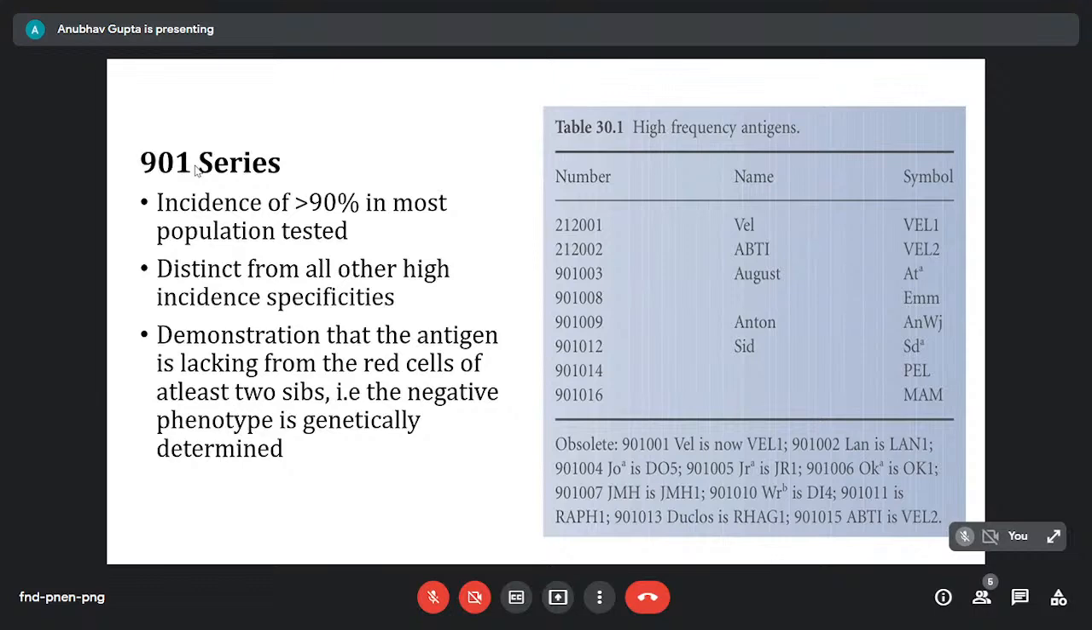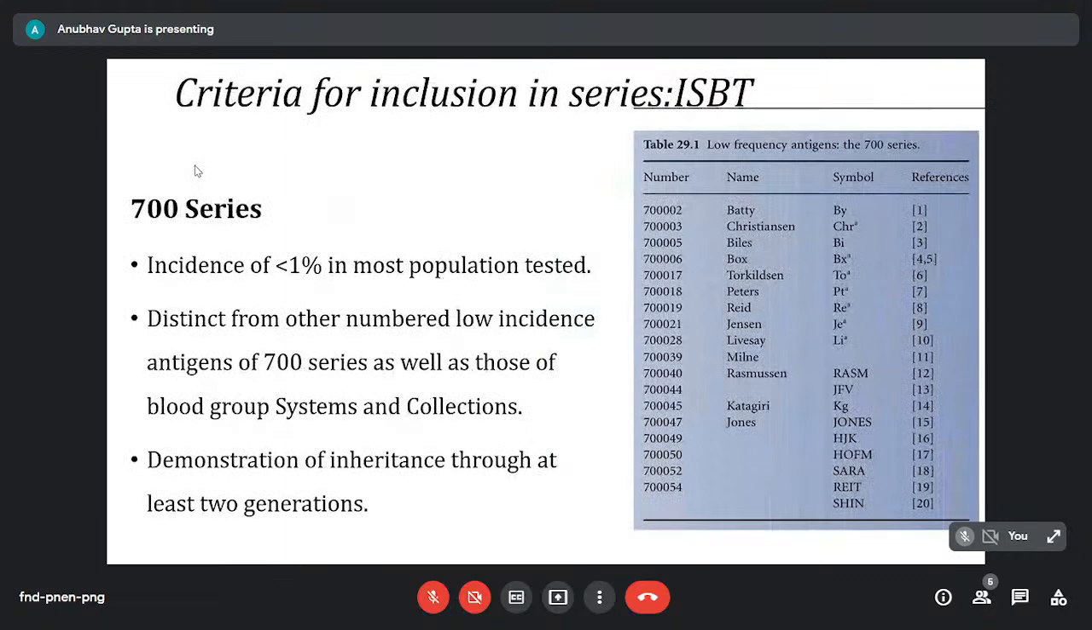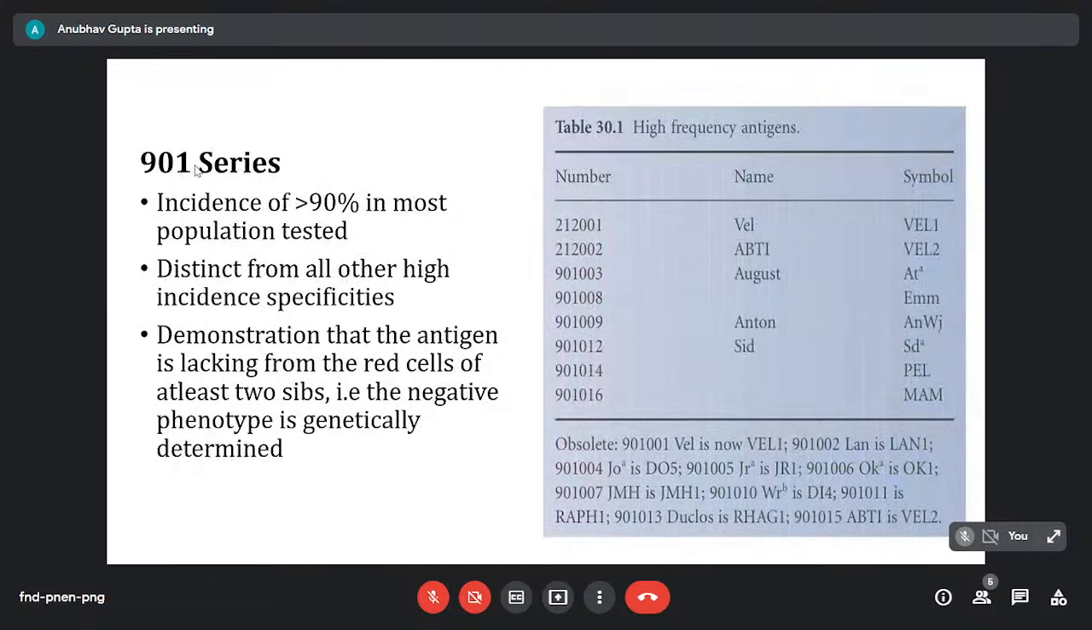So in the 700 series, the inheritance across two generations should be known. But the 901 series is not talking about generations. It is saying that in a particular generation, at least two siblings of that family should be lacking that antigen, but it should be expressed in other family members. Suppose a mother and father have 10 children, 6 sons and 4 daughters. From those 10 siblings, at least 2 should be lacking that antigen, and 8 siblings should express it. Then only we can say it comes under the high frequency antigens.